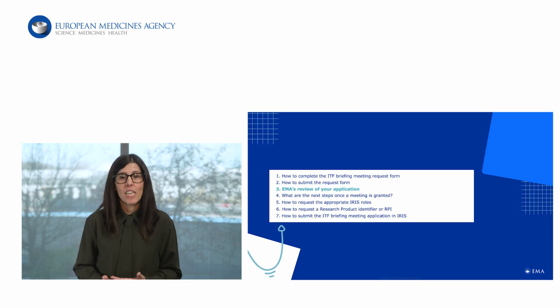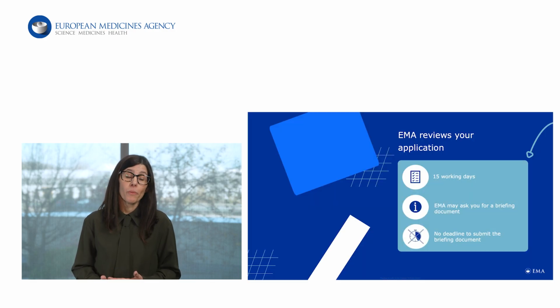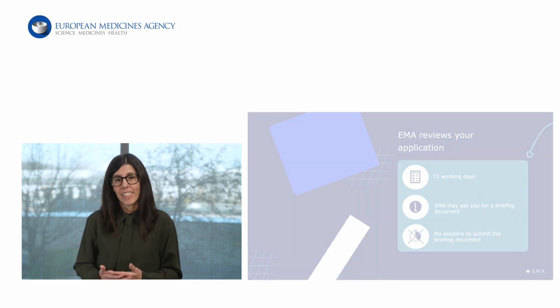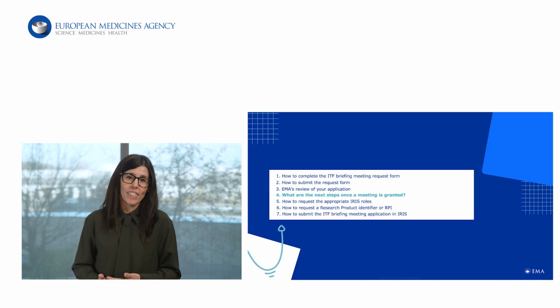Step 3. EMA reviews your request. EMA's review takes up to 15 working days. EMA may ask you for a more detailed briefing document. There is no deadline to submit it. Once received, EMA will review it within 15 working days and suggest the best regulatory path, which may include granting a meeting.